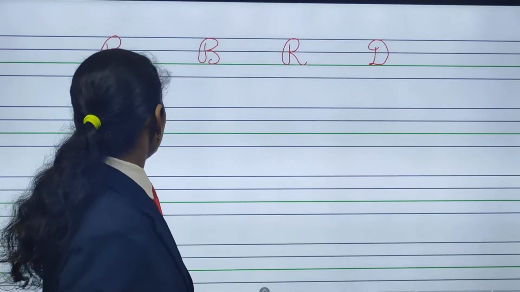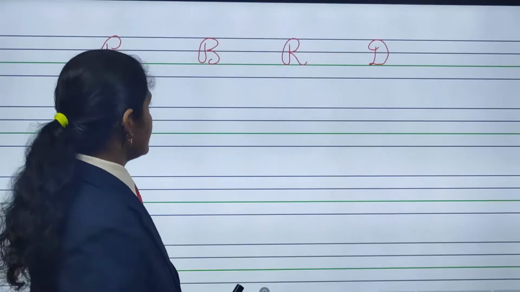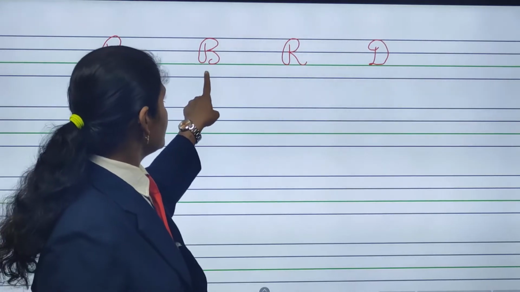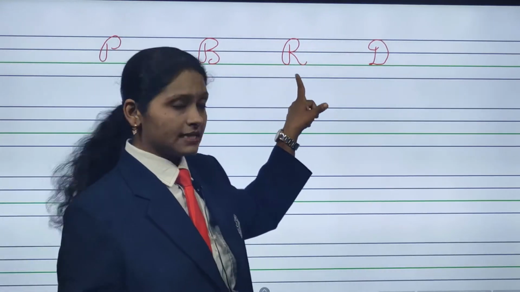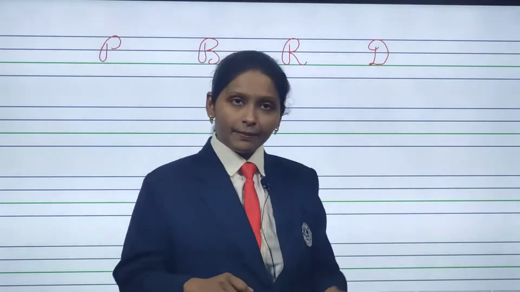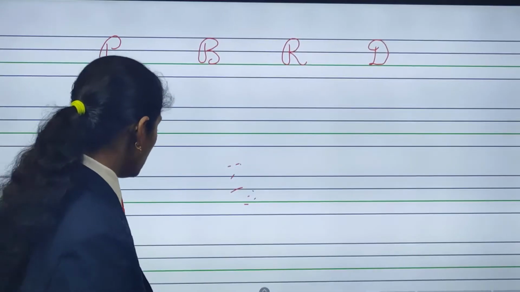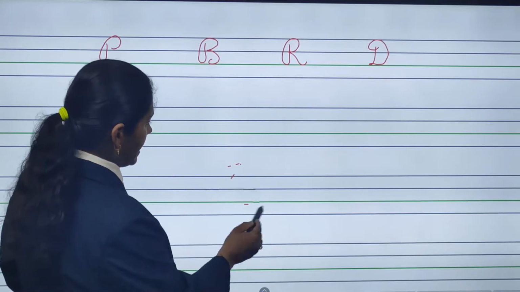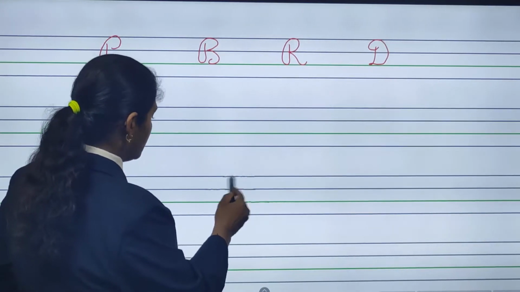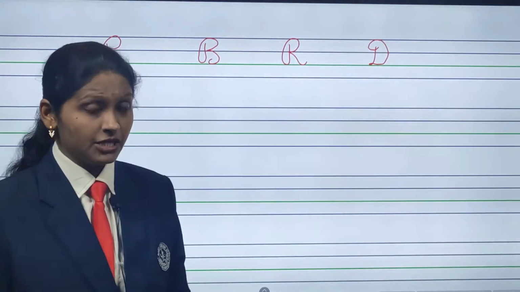So today we are going to learn to write capital cursive P, capital cursive B, capital cursive R and capital cursive D. So children, you please be ready with your 4-line notebook and pencil, and you look here on the board how I am teaching you.